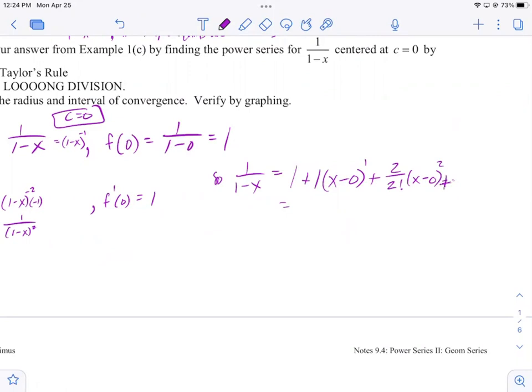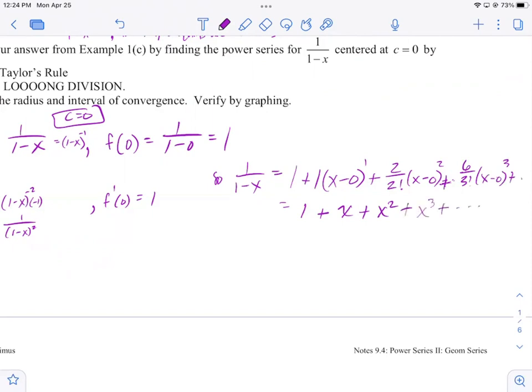But if we clean that up and simplify, you would get 1 plus x plus 2 over 2 factorial. Well, that's going to be 1. So you get x squared. The next term, if you want to write it, is going to be 6 over 3 factorial, right? X minus 0 to the third. Well, that's going to simplify to just x to the third plus dot, dot, dot.